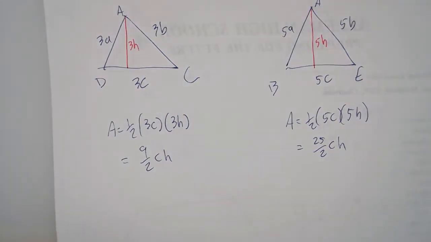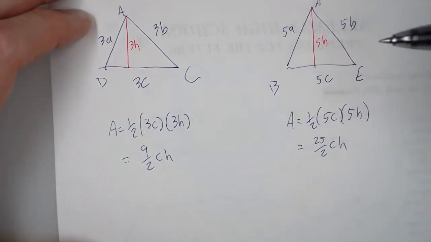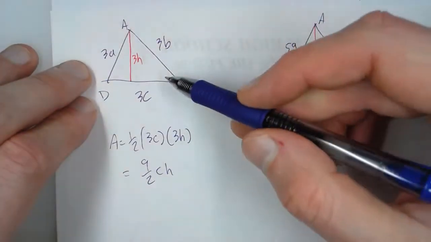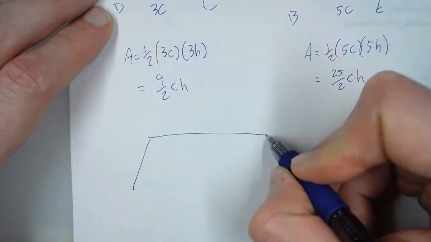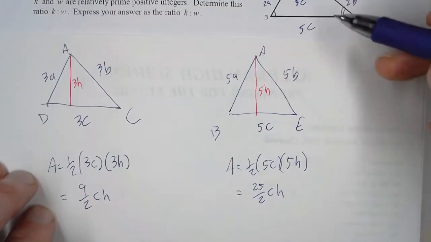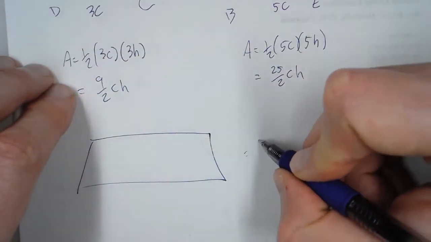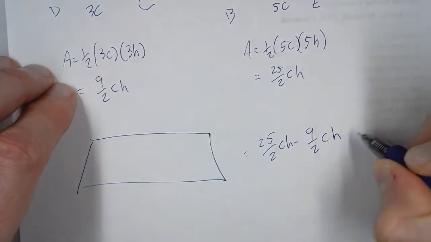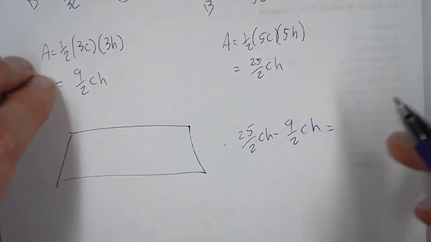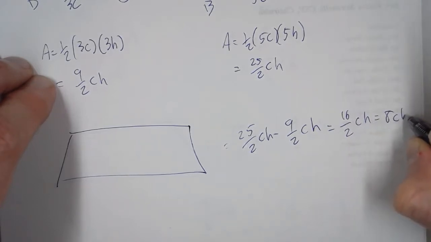Now, if we were finding the ratio of these two triangles, we would take this and divide by that. But that's not what we're finding. What we want is the ratio of this triangle to this quadrilateral. So the way we find that is we say, well, this quadrilateral is the big triangle with the little triangle removed. So we have 25/2 CH minus 9/2 CH. So 25 minus 9 is 16/2 CH, which is 8 CH.